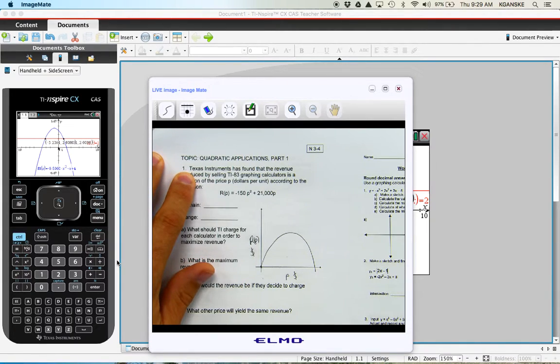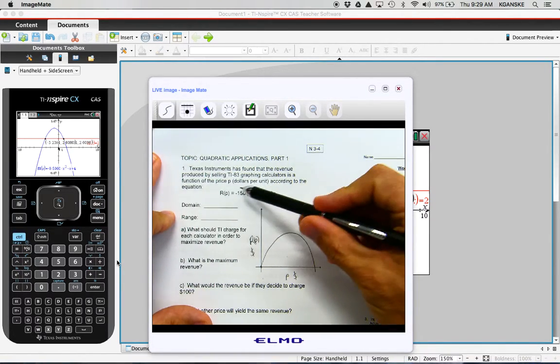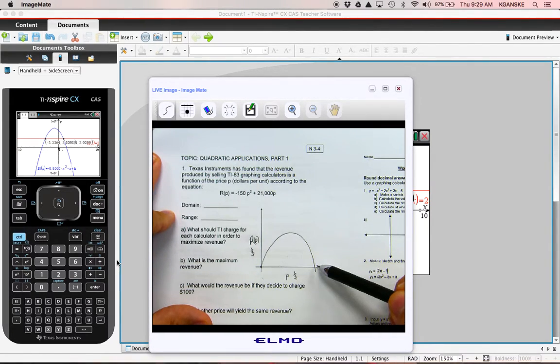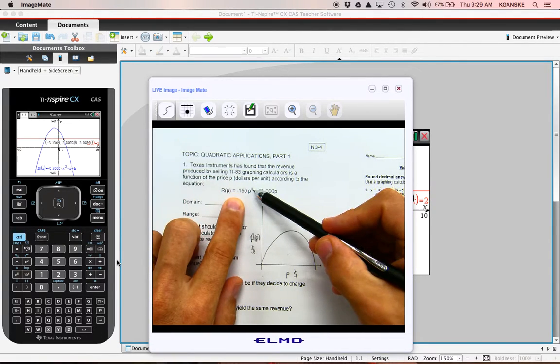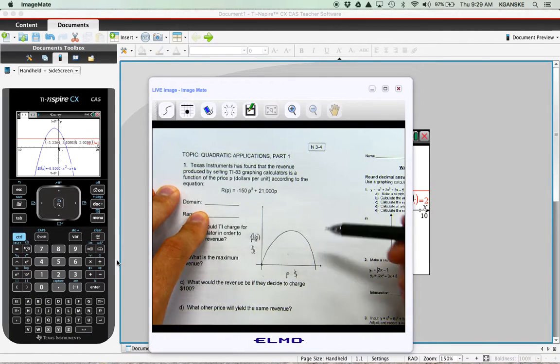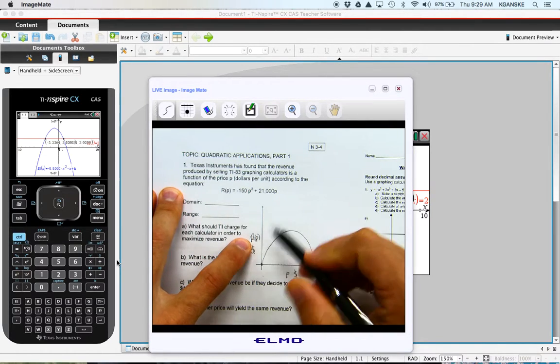So here we go. TI has found that the revenue produced by selling TI-83, you can tell how old this problem is, graphing calculators is a function of the price in dollars per unit according to a given equation. When I look at this equation, this is what we're trying to mimic in our calculator. If I see the minus and the squared, and both of these have a variable with them, I know that if I put 0 in for the price, I'm going to get 0 out for the revenue. Does that make sense?